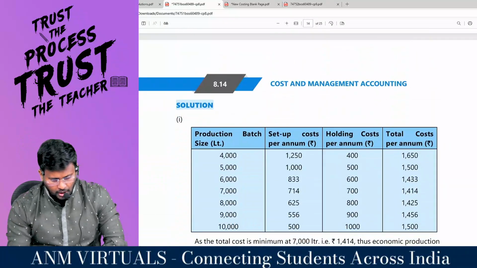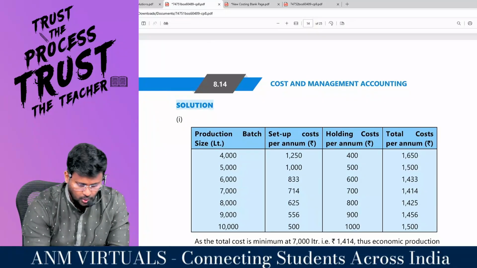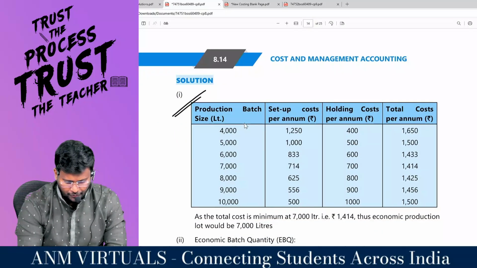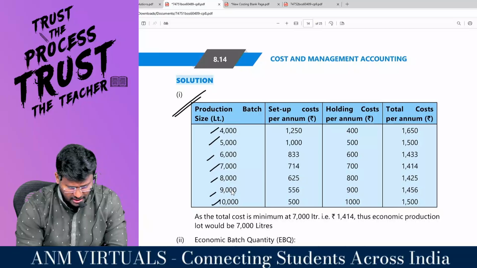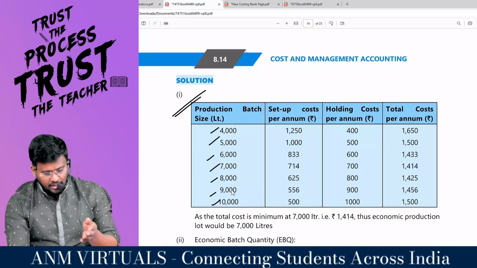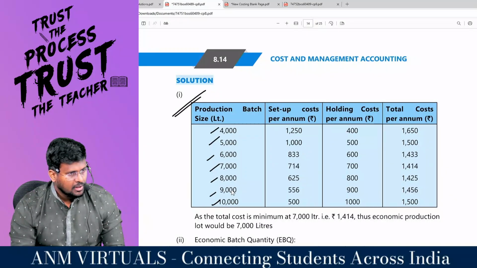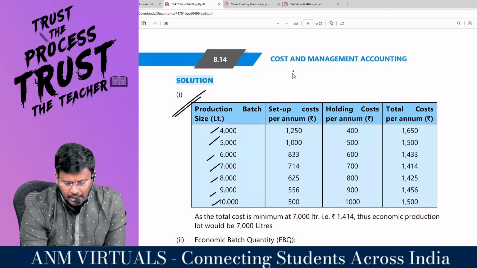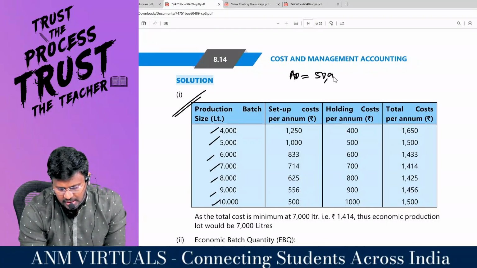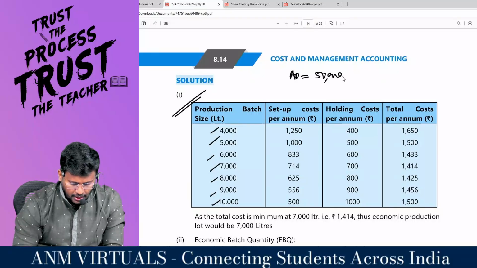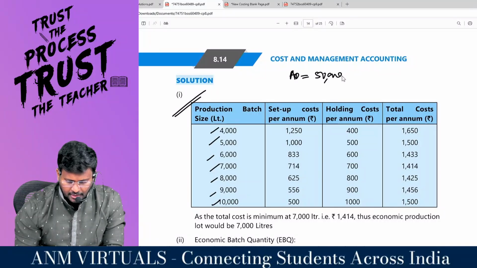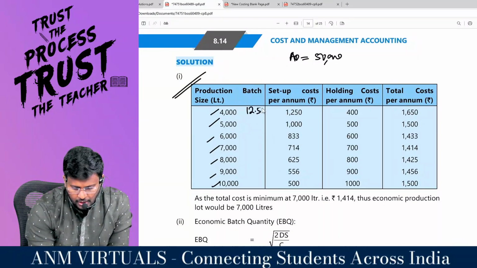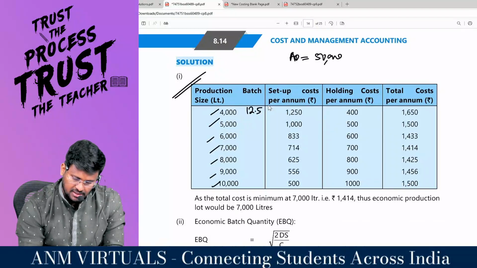Use the economic batch size formula to calculate the batch size which will minimize the total cost. So coming to the total cost and solution, this is a normal question only. Production batch size in liters: 4,000, 5,000, 6,000, 7,000, 8,000, 9,000 and 10,000. They only want multiples of 1,000 liters. So calculator man, annual demand is 50,000 liters. 50,000 divided by 4,000 liters per batch is 12.5. So here I am writing 12.5 batches.